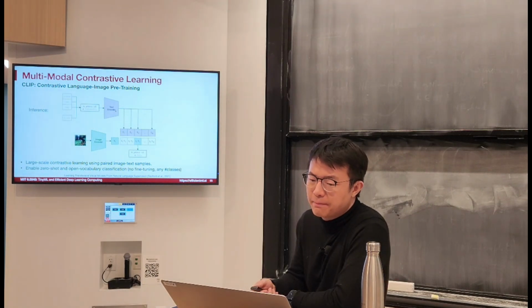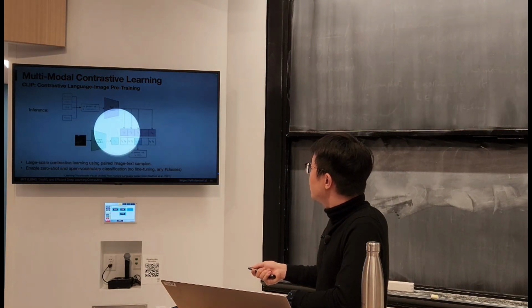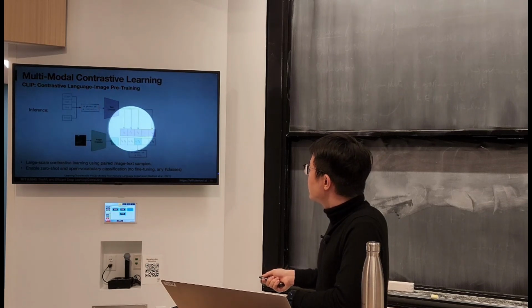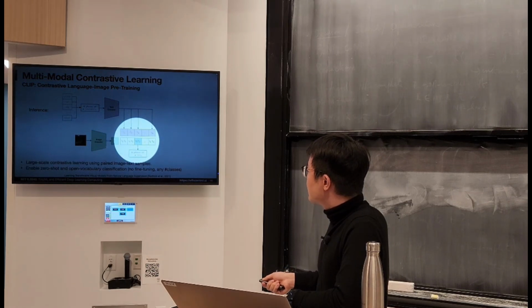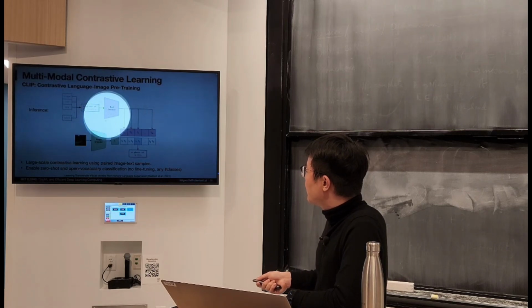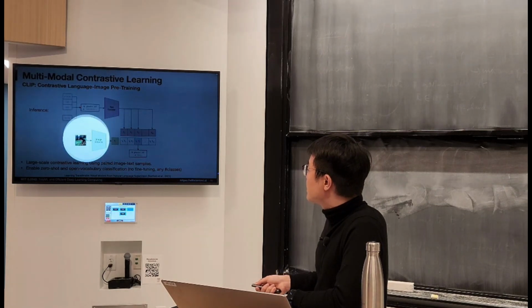At inference time, we pass the image into an image encoder, and there could be different vocabularies, and then we select the one that gives the highest score, which shows that this text aligns best with this image. In this case, dog aligns best with this image.